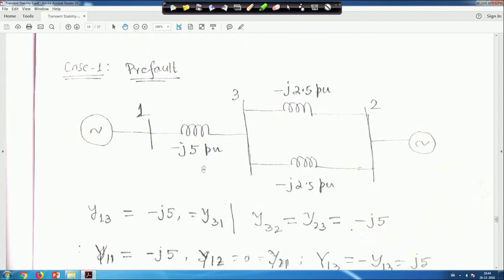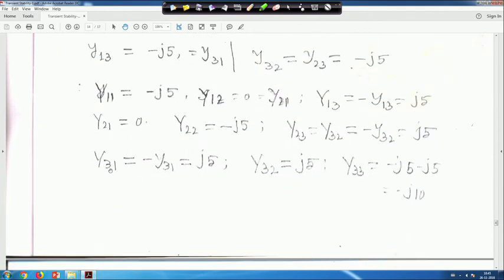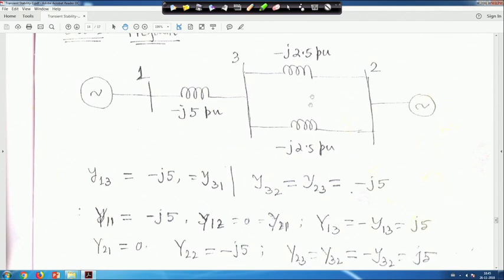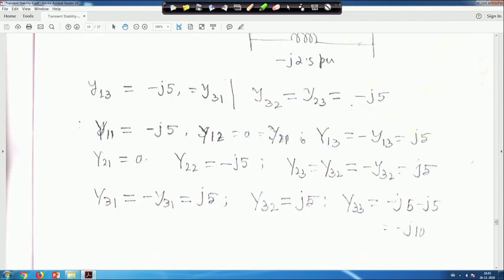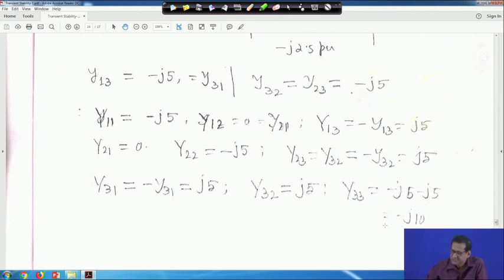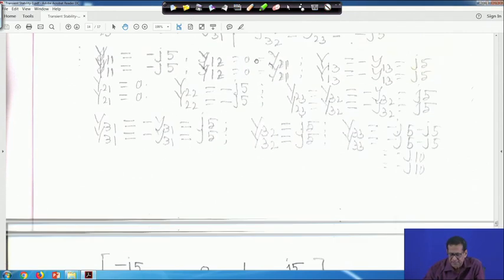That means we know that y13 is equal to y31 is equal to minus j5. So, when we make off-diagonal elements, capital Y31 will be minus small y31, which is j5, and capital Y32 will also be j5, because 3 to 2 will be added, and it will be minus small y32. So, it will be j5, and Y33 will be minus j5 minus j5, which is minus j10. This matrix form I have shown later.